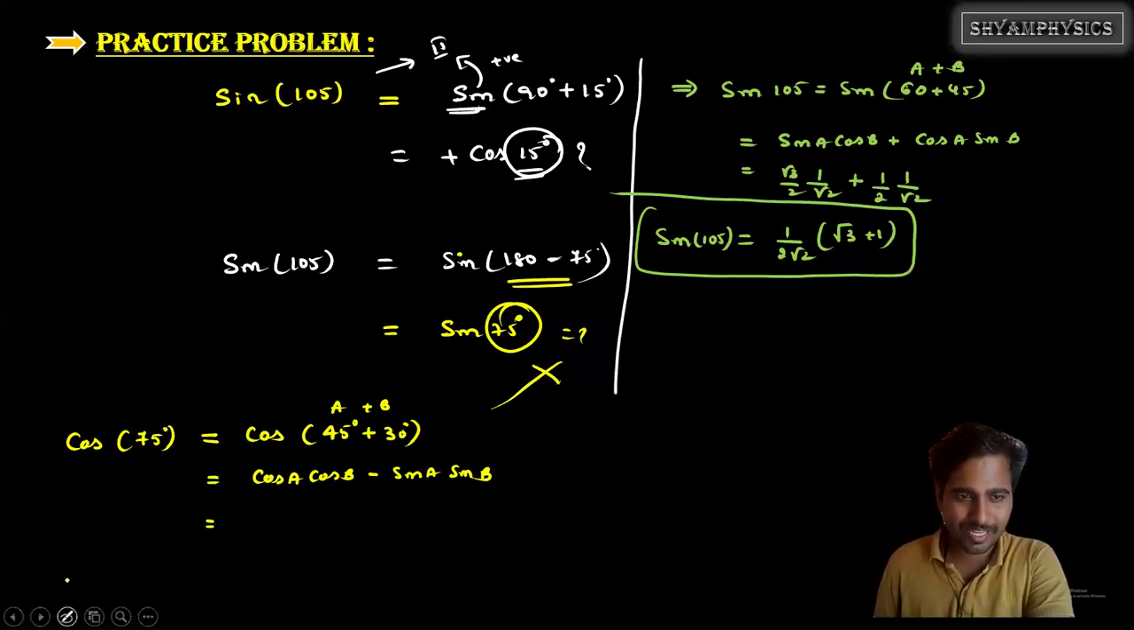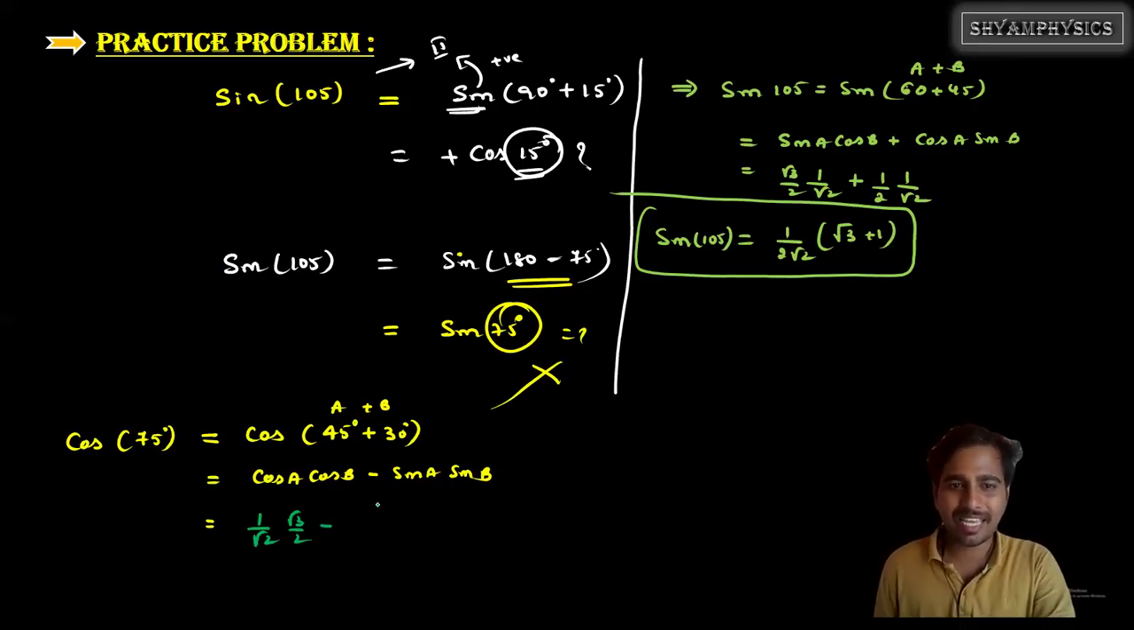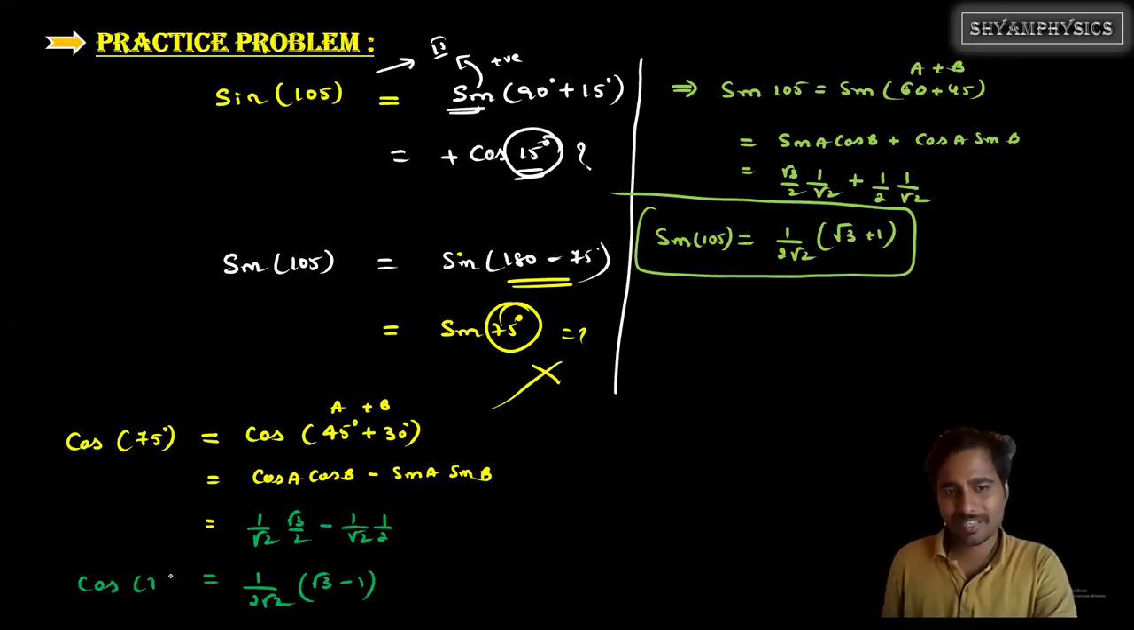Now coming to the point. What is cos a? A value is nothing but 45. Cos 45 is 1 by root 2. Cos b, cos 30 value is root 3 by 2. You should remember that table very fast. Minus sin a, sin 45 is 1 by root 2. Sin b, b is 30 degree, it is 1 by 2. So in this case also we may take 1 by 2 root 2 common. The remaining value will be root 3 minus 1. This is the value of cos 75 degree.